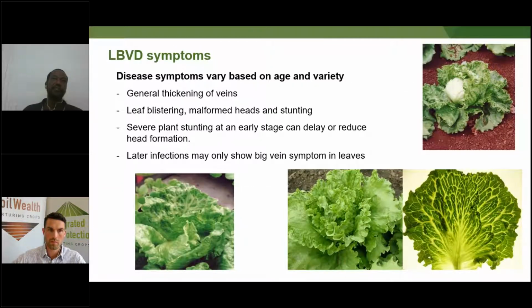In terms of symptoms, they vary depending on the age and also the variety of lettuce, but generally the disease symptoms are characterized by thickening of the veins. And also we find a lot of blistering and malformed heads, which is common with this disease. There's also severe plant stunting if infection occurred during the early stage, or reduced formation of lettuce heads. Later infection may only show the big vein symptoms in leaves, as you can see here, where the head is formed, but you can see a bit of symptoms of the lettuce big vein leaves.